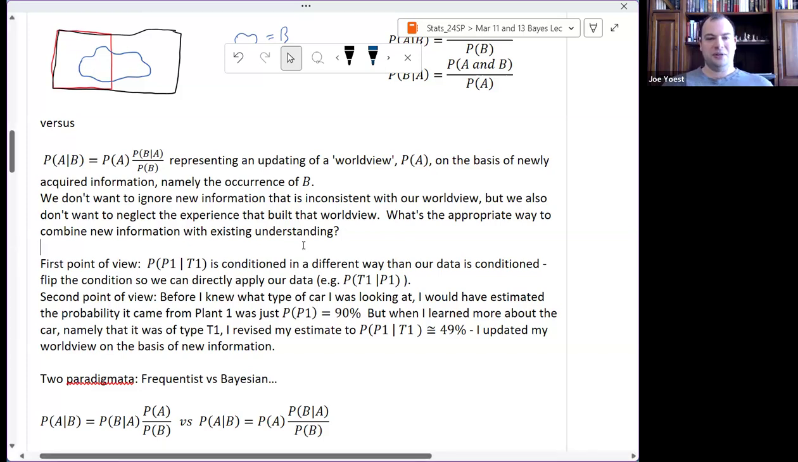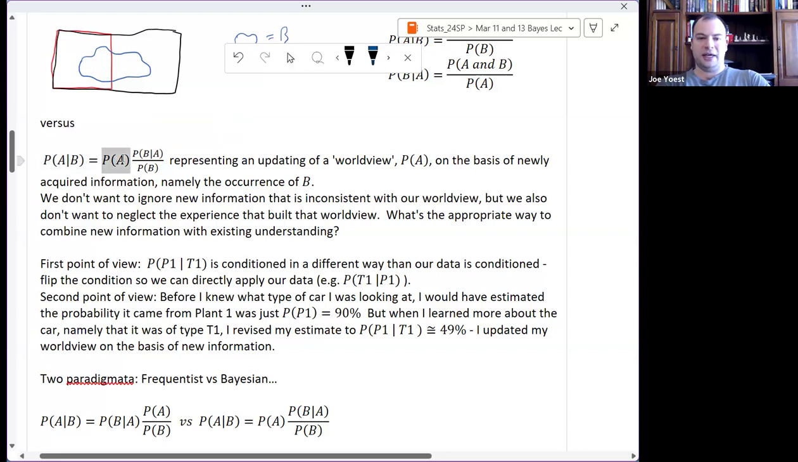So we don't want to just abandon our worldview willy-nilly when new evidence comes along, because then we're just bouncing all over the place like a ping pong ball. But we also don't want to ignore new information, because that seems non-scientific or that seems like folly. So we want to incorporate the new information in a systematic way. That's the Bayesian perspective. How do we do that?